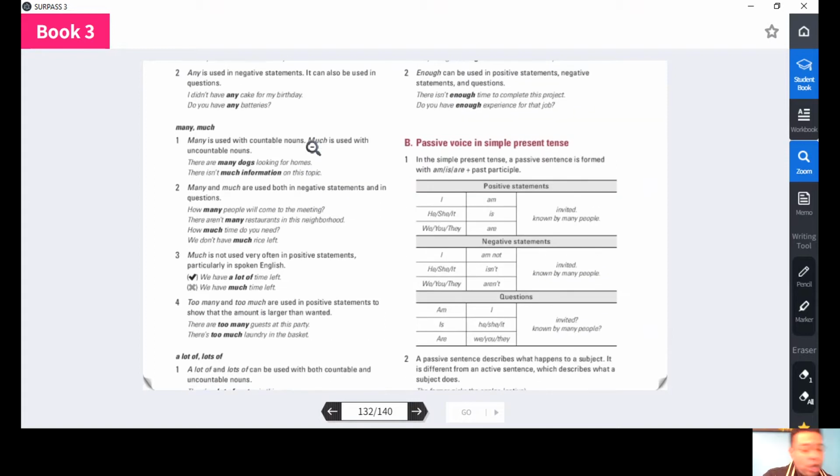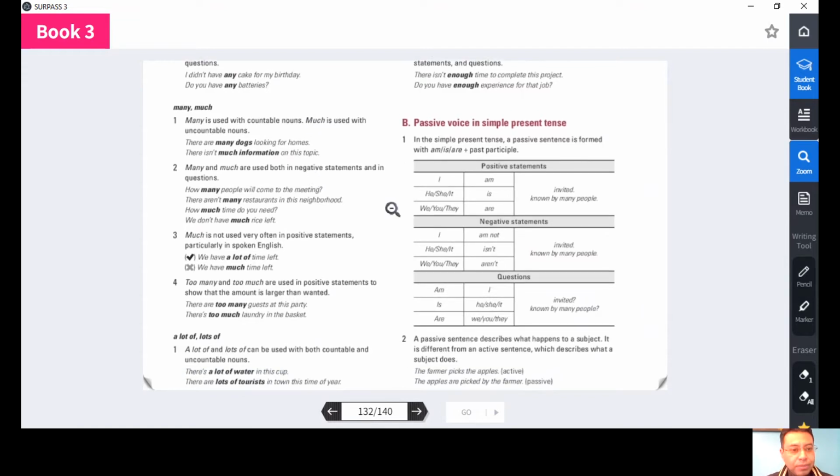Now, many and much. Remember that I told you, many for countable and much for uncountable. But let's face 4 different facts. Number 1, many is used with countable nouns. Much is used with uncountable nouns. There are many dogs looking for homes. There isn't much information on this topic. Second fact, many and much are used both in negative statements and in questions. How many people will come to the meeting? There aren't many restaurants in this neighborhood. How much time do you need? Or we don't have much rice left.